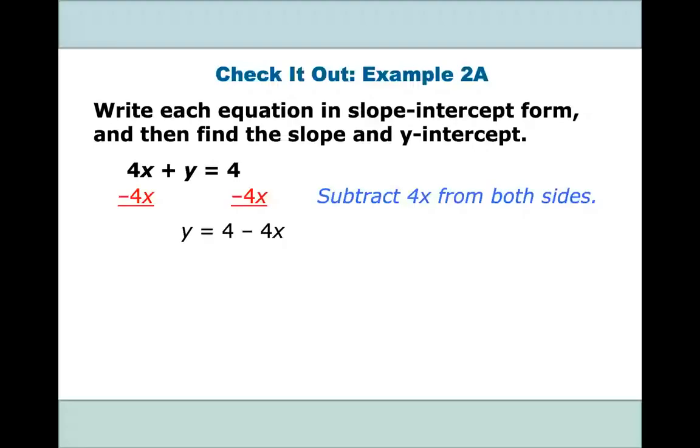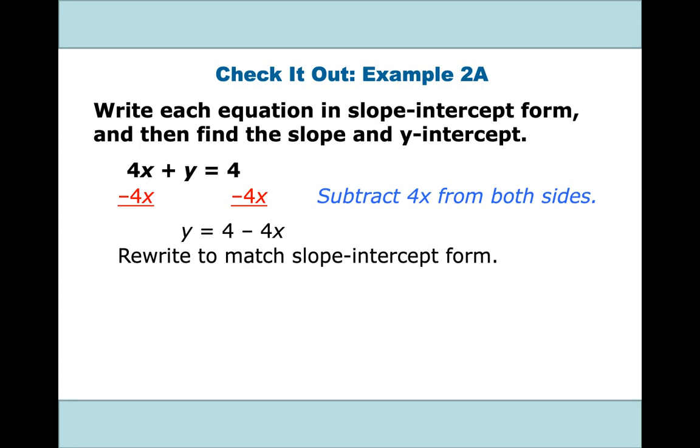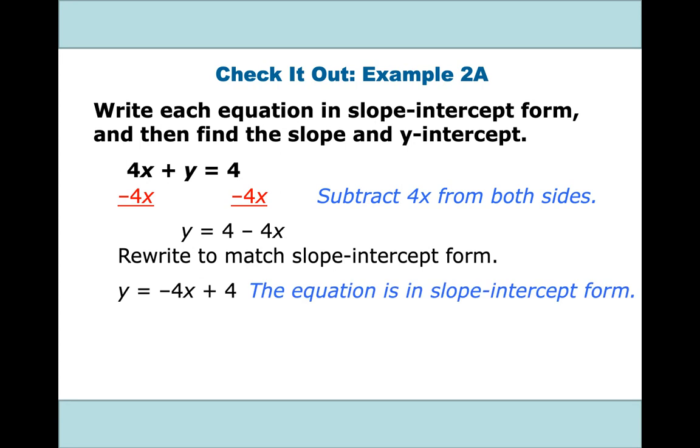Again, if you want to go ahead and put this in the correct form, you need to flip around these two. This negative sign goes with the 4x, and then this 4, since it does not have a sign in front of it, would be positive. So if we rewrite that, it would look like this: y equals -4x plus 4. We now should be able to identify what the slope is and identify what the y-intercept is.